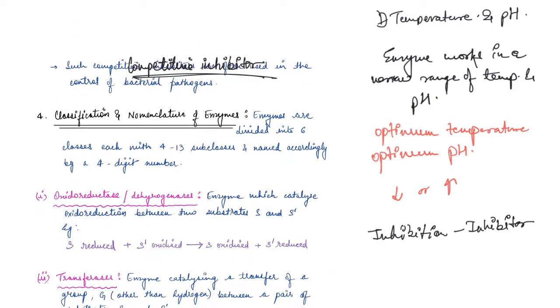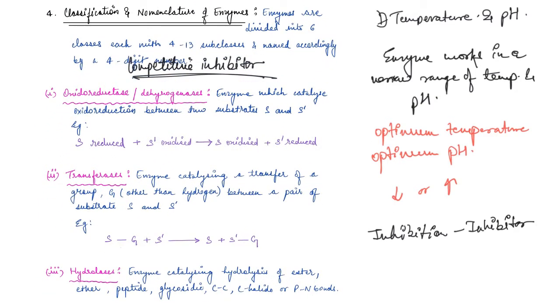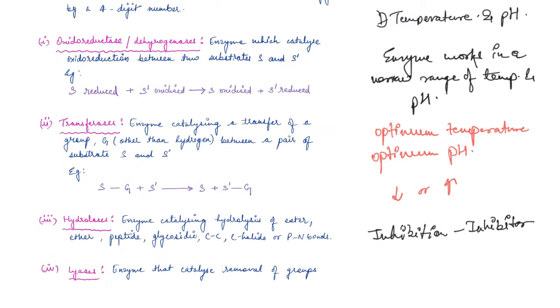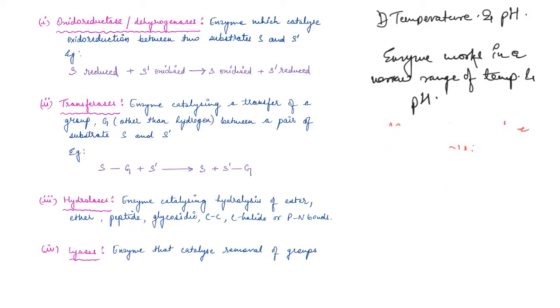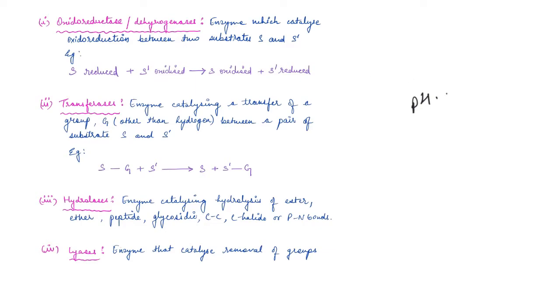So after that we'll also see classification and nomenclature of enzymes. Enzymes are classified into 6 classes with 4 to 13 subclasses, and are named accordingly by a 4-digit number. Here you can see there are different types of enzymes. The first one is oxidoreductase or dehydrogenase. As the name suggests, these are enzymes which catalyze oxidoreduction between substrates.